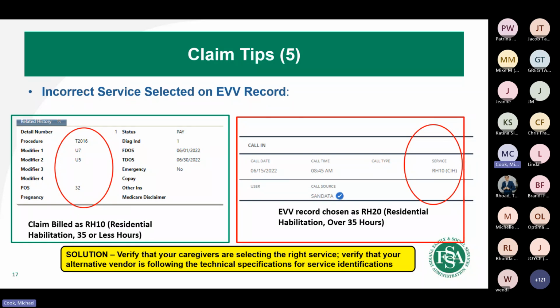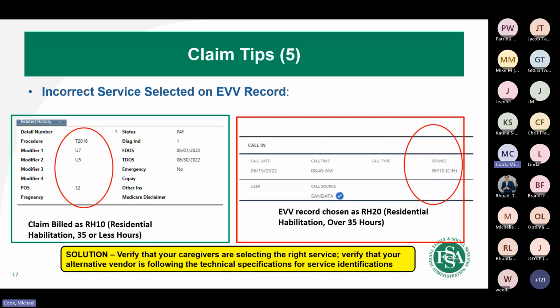Now, the EVV record chosen was actually RH10 as well. I believe I might have misspoken there. The claim actually showed RH20, which is residential habilitation over 35 hours. The service in the EVV record captured as RH10, residential habilitation 35 or less hours.